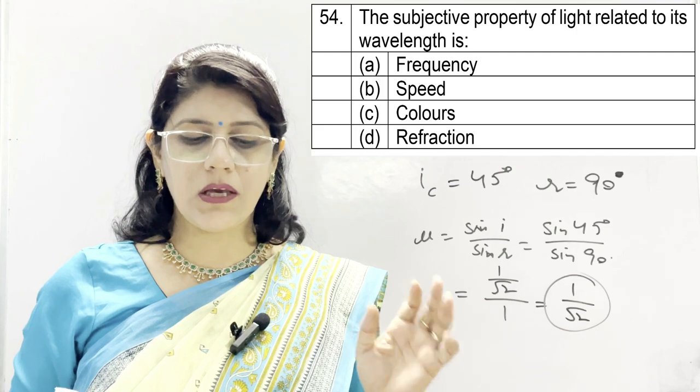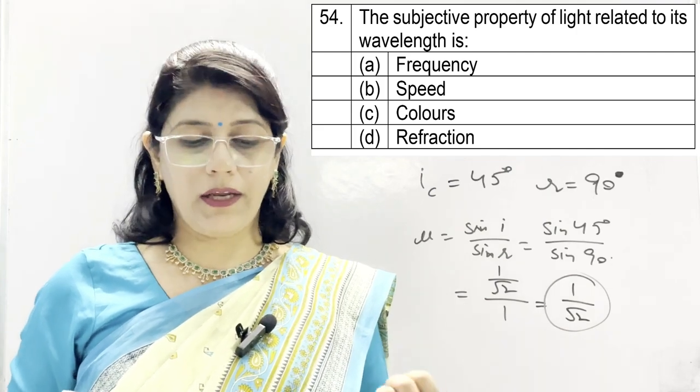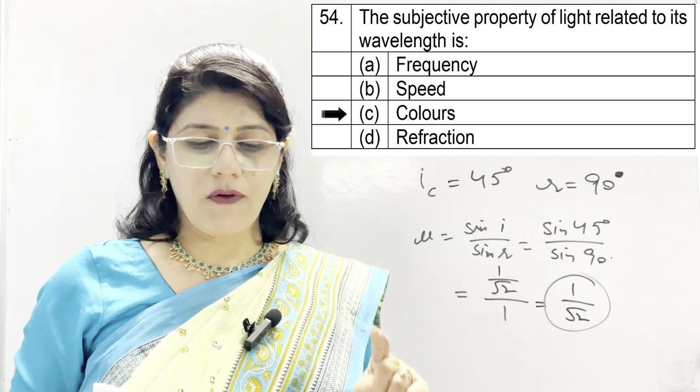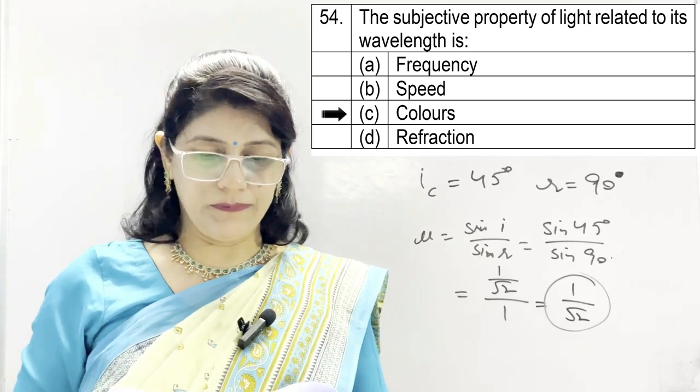Question number 54. The subjective property of light related to its wavelength is A. Frequency, B. Speed, C. Colors and D. Refraction. And the correct answer is C, because wavelength subjective property is color.